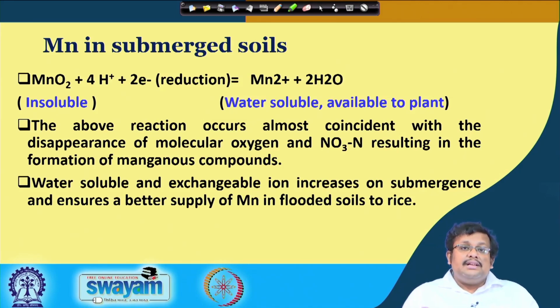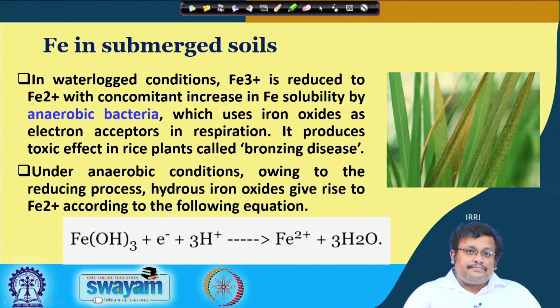that is Mn2+. Now, water soluble and exchangeable manganese increases on submergence and ensures a better supply of manganese in a flooded soil to rice. So, in case of flooded condition, the availability of manganese increases.